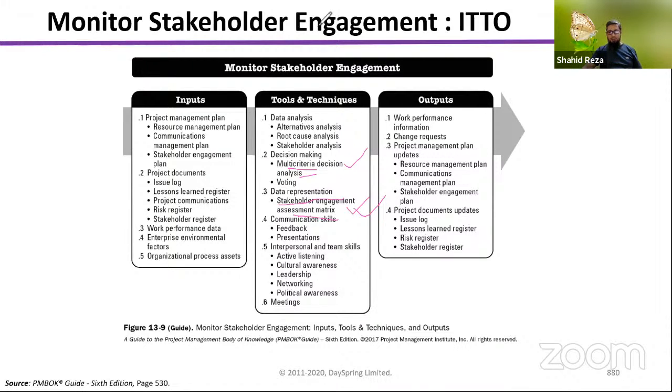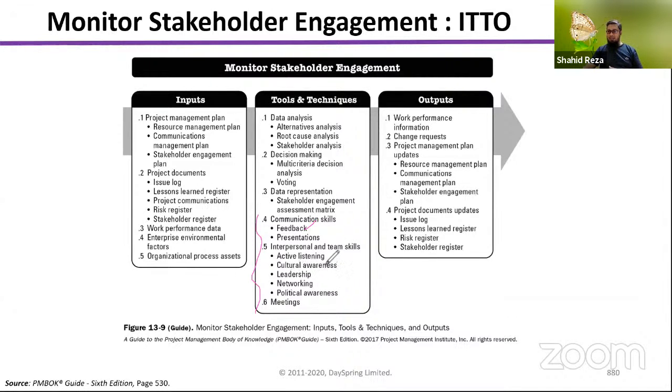And other tools and techniques you see, 4 and 5 and 6, all are actually soft skill, interpersonal skill and team skill. Feedback, the same thing we have used, right? Feedback. Presentations, a lot of time you have to provide presentations, right, to your management, to your team. So that is actually a presentation. And what is the status of your stakeholder engagement level? Maybe to the senior management you have to present. So that is presentation.